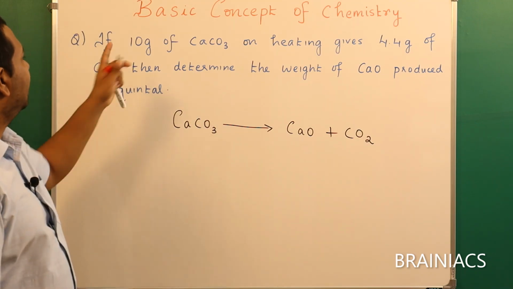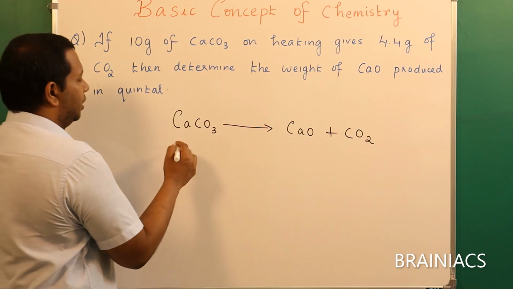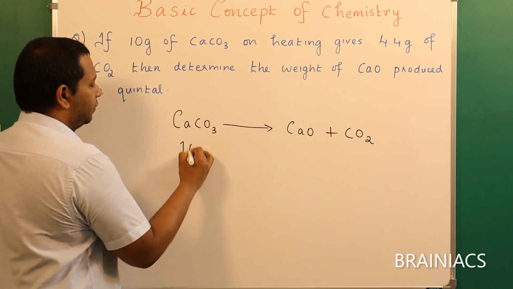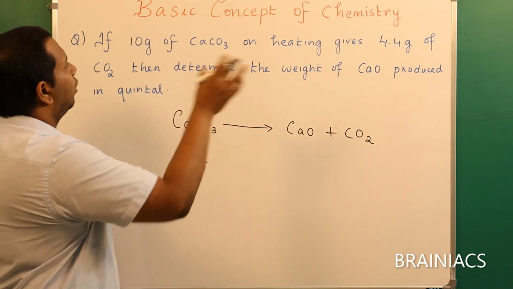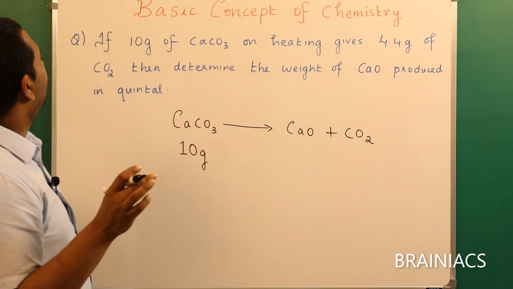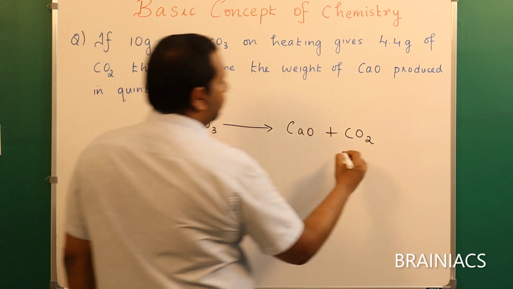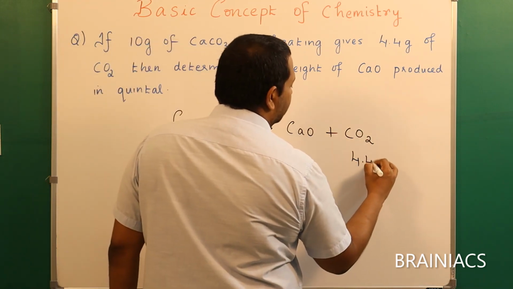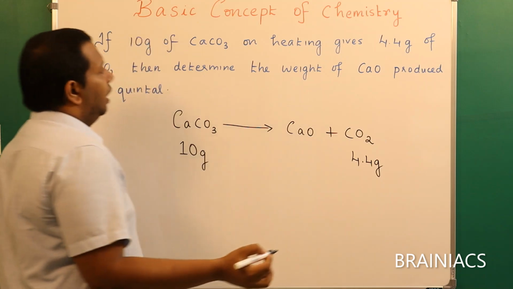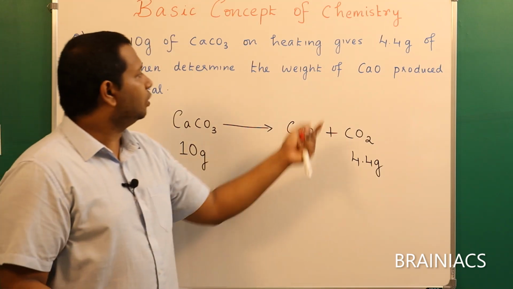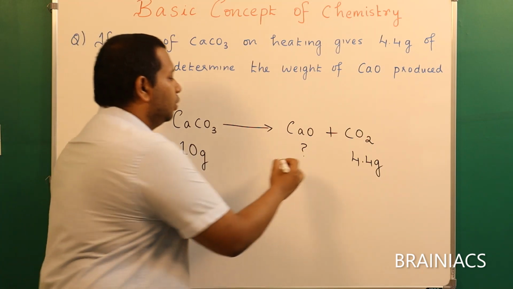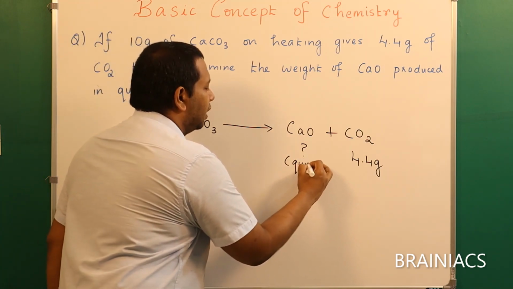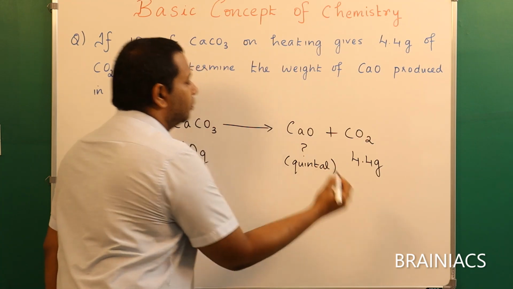Now what they are telling? They are telling 10 gram of calcium carbonate is taken. And on heating it gave how much? 4.4 gram of carbon dioxide is obtained. And they are asking to calculate the weight of calcium oxide. In terms of what unit you need to find it out? Quintal. Okay. In terms of quintal.